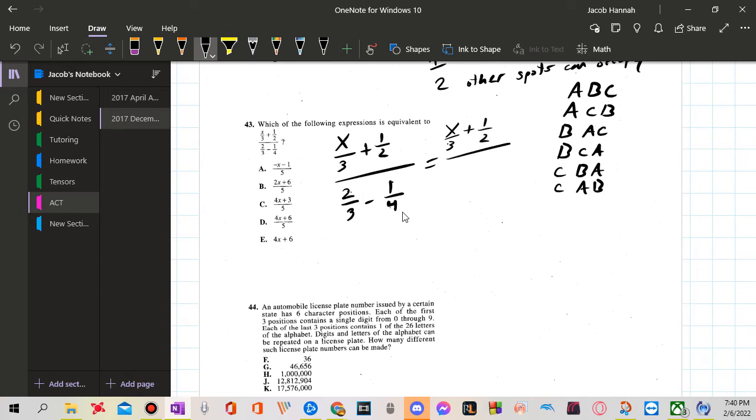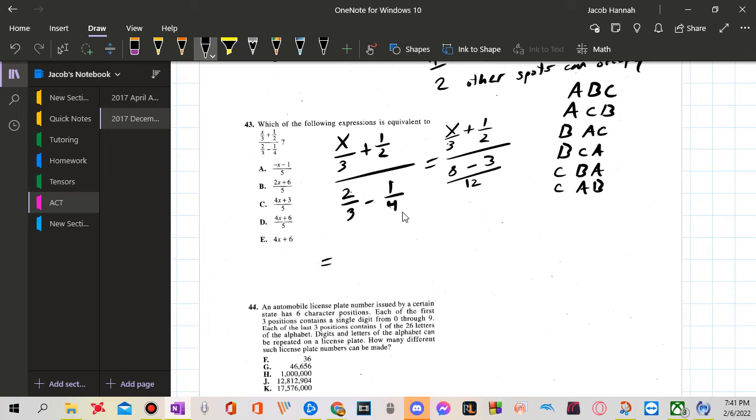So 2 times 4 is 8, minus 3 minus 1, or yeah, 3 times 1, divided by 3 times 4. So this equals, so here we can do the top.